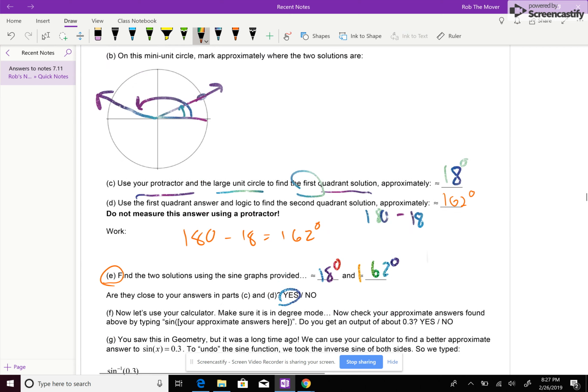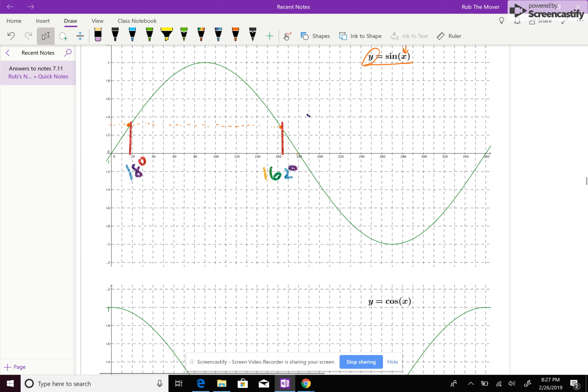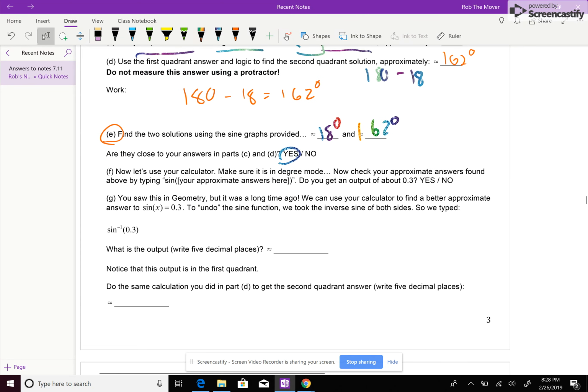Should be about the same. And this one was right before 20, so it was a pretty good approximation. This is a little after 160, so 162 is a good approximation.